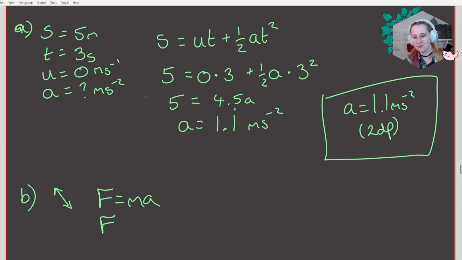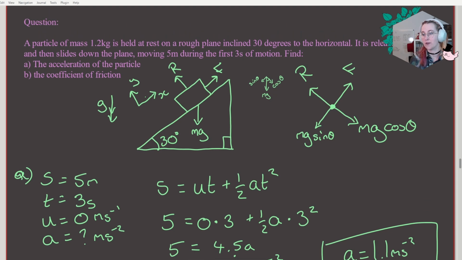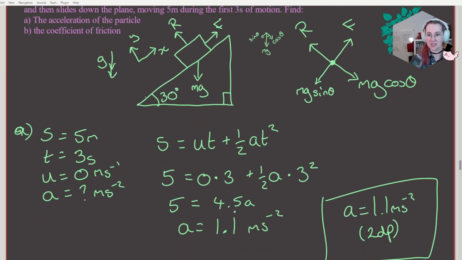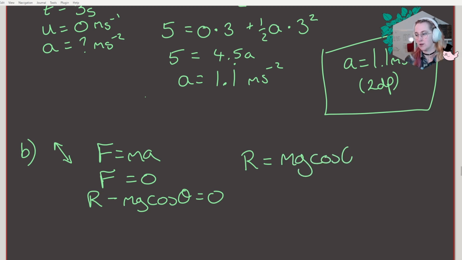So we get F equals 0. Now what is F? Positive is upwards, so that's R. And then downwards is negative, so that's mg, and I'm going to quadruple check I've got the right one, cos theta, equals 0. Which gives us our resultant force, our reaction force, our normal force, is mg cos theta.